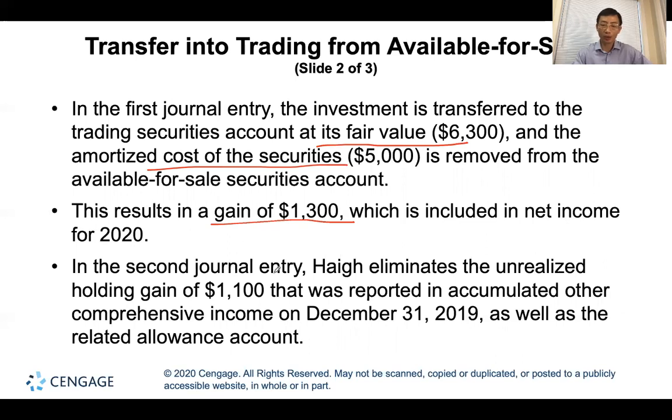And the second journal entry just eliminates the unrealized holding gains of $1,100 into the related allowance account. That means it will be in the valuation allowance, a contra asset account.